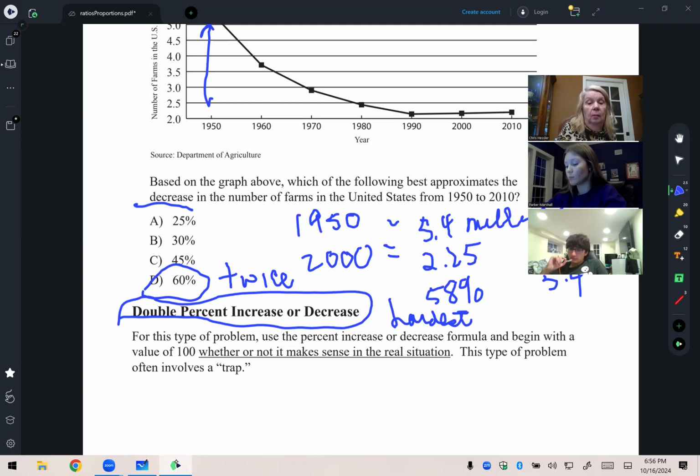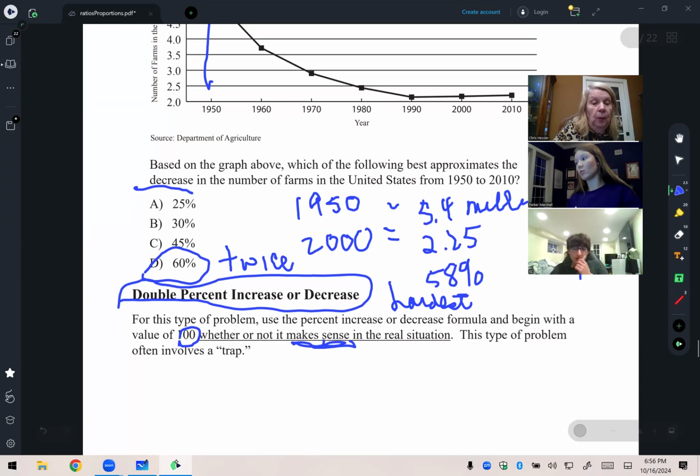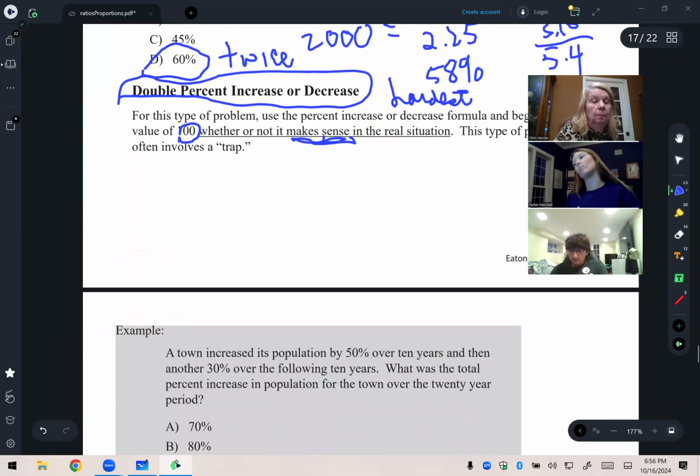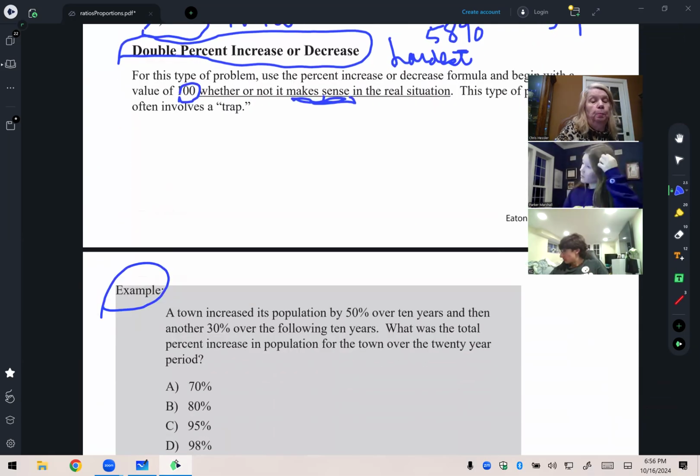Did you tell them the strategy? Yeah, I haven't told them yet. So for this type of problem, we're going to use 100 in the problem, whether or not it makes sense. You can use any number, but 100 makes the math easy. So say your town has 100 people. It doesn't need to make sense. It just makes really, really easy math. So let's look at the example first.